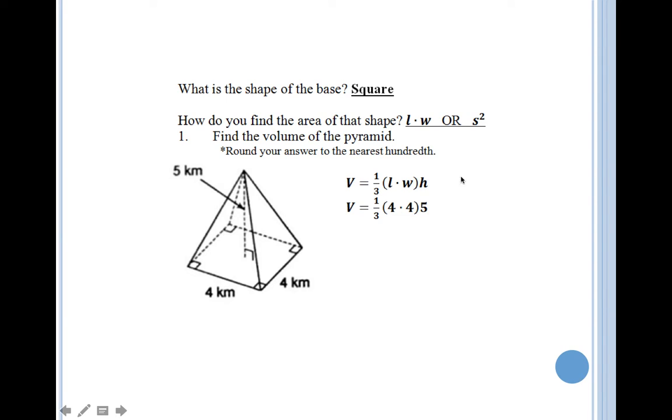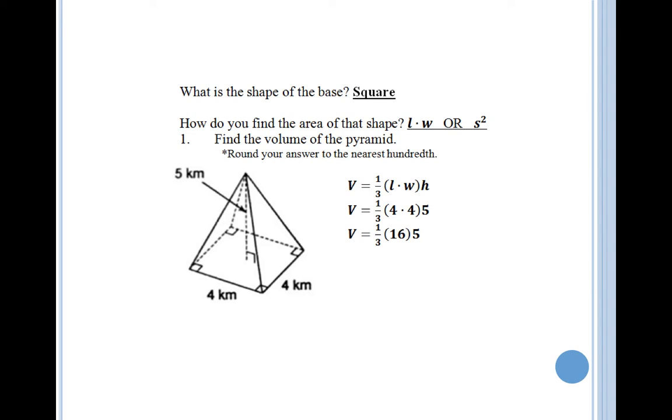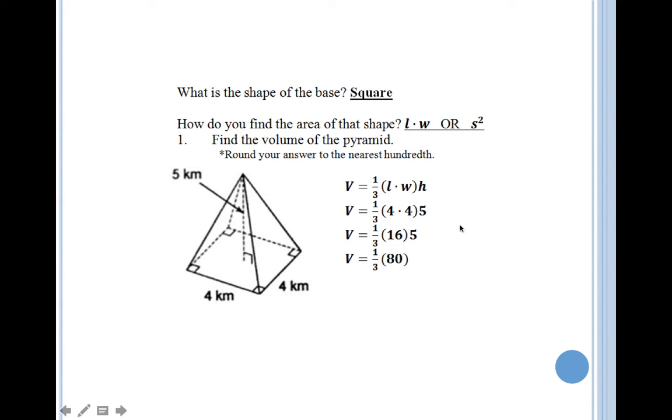First thing you want to start with is your parentheses. So I have 4 times 4, that gives me 16. Next thing I'm going to do is 16 times 5, that gives me 80.